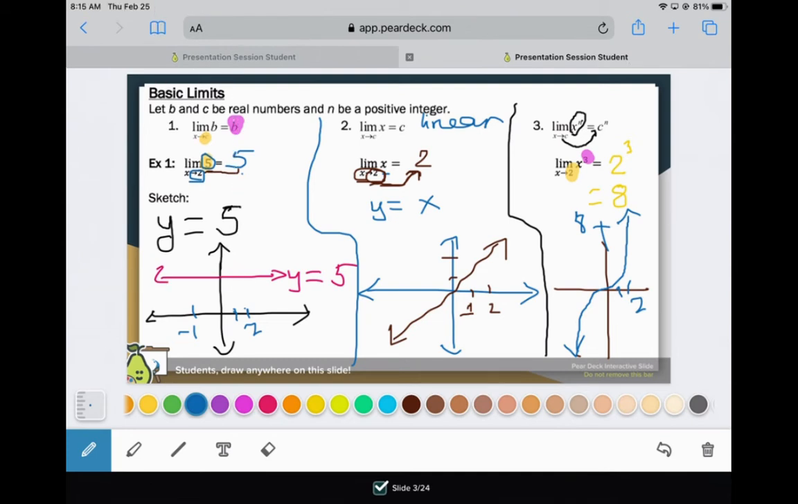These are the 3 properties that I want you to have memorized. If we have a constant, that is the limit. If we have a straight line, just the linear function x, then we replace the x with whatever x value we want, and we get the limit. It's the same thing if x is to any power: we take the 2, replace it for the x, and raise that to whatever power is given to you. And that's how we find the limit. So we can use algebra to find limits. Okay, questions for me on this?